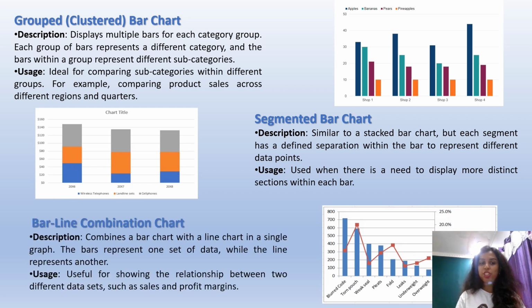Last in our bar section is bar line combination chart. This combines a bar chart with a line chart in a single graph. The bar represents one set of data, while the line represents another. These are useful for showing relationship between two different data sets, such as sales and profit margins. That's all for bar chart. Let's move on to another chart, line chart.